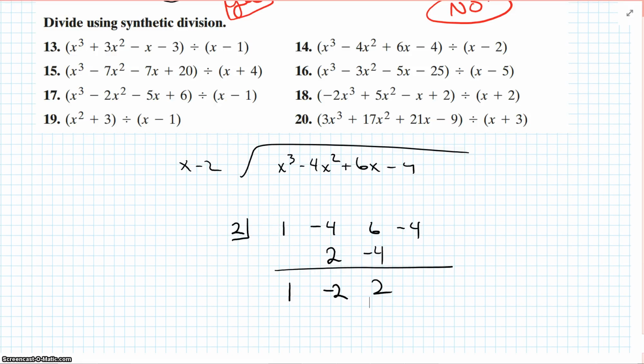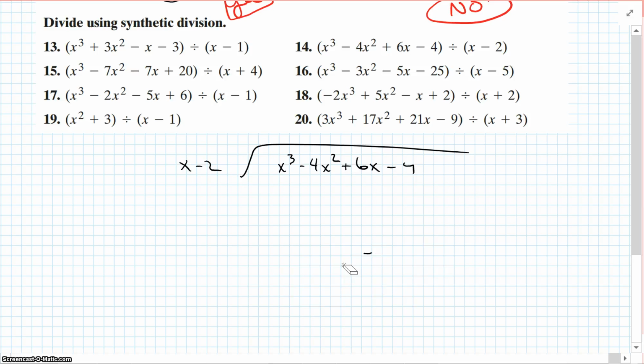So continuing with number 14, we'll go ahead and just start over since we've already got it set up. The root of x minus 2 using synthetic division is 2. The coefficients for a third degree polynomial are 1, -4, 6, and -4. So synthetically, we drop the first coefficient, multiply it by the root. 2 times 1, we get 2. Add up the column. -4 plus 2 is -2.